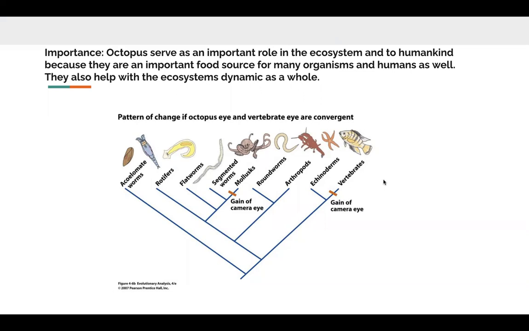Overall, octopus serve an importance to the ecosystem and humankind because they are important food sources for many organisms in the ocean, like I talked about before, and they are also food source for many humans as well. Overfishing is a problem, so octopus have been getting caught more and consumed, which is something that conservationists are looking out for to make sure that they do not go extinct. The octopus also help the ecosystem dynamic as a whole. It is part of the mollusk group and the invertebrates as well. So without them, many things would have gotten messed up in the ecosystem.